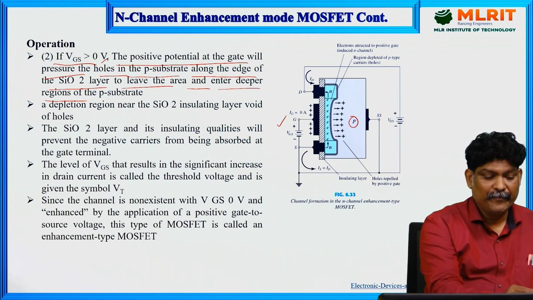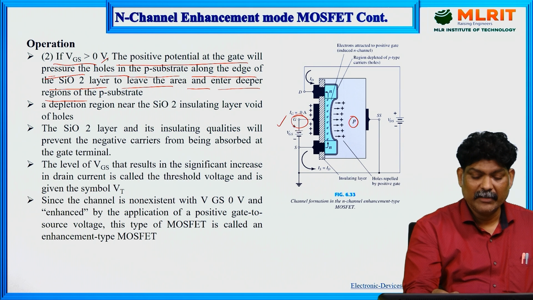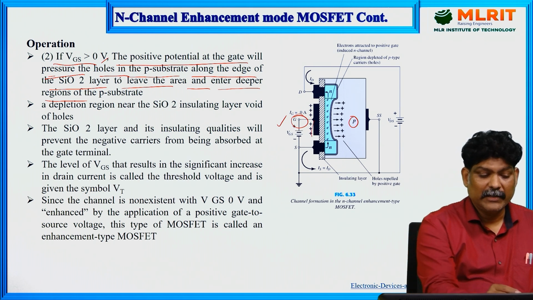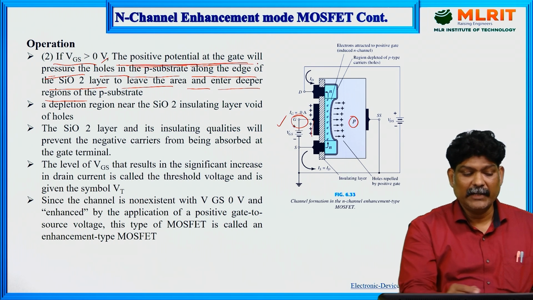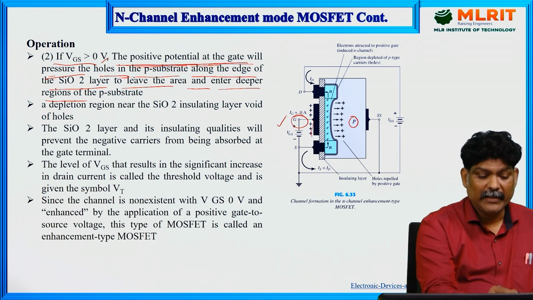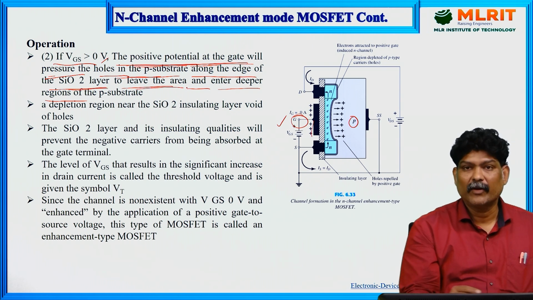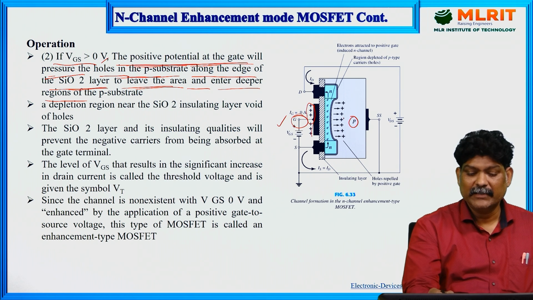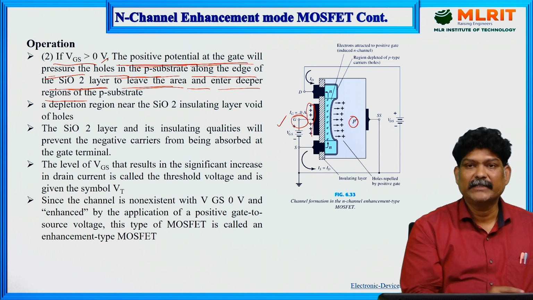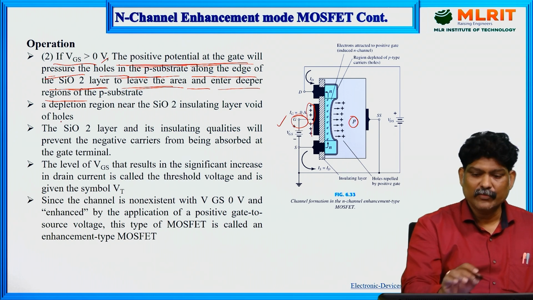So what happens when VGS is greater than 0? Here the gate to source voltage is more positive. More positive means the positive potential at the gate will pressure holes in the P substrate along the edge of the SiO2 to leave the area, because the positive gate voltage repels these holes from the P side. Both are positive, which means repel. So it pushes them towards the P substrate.